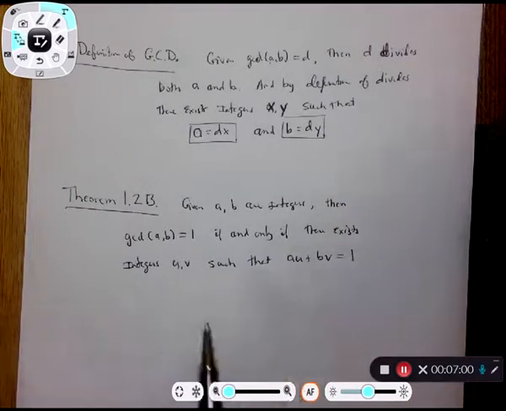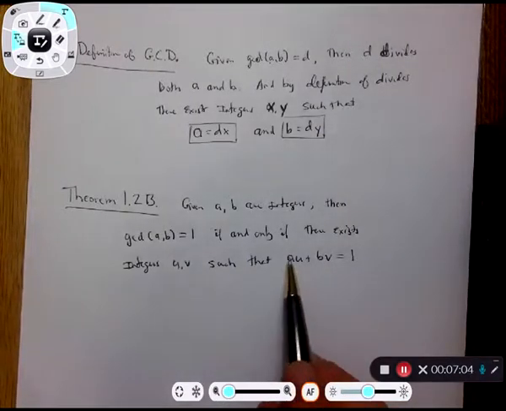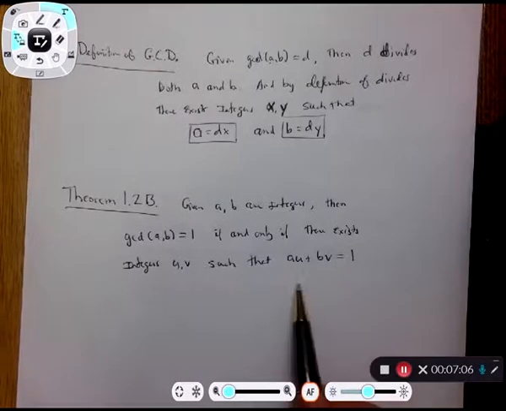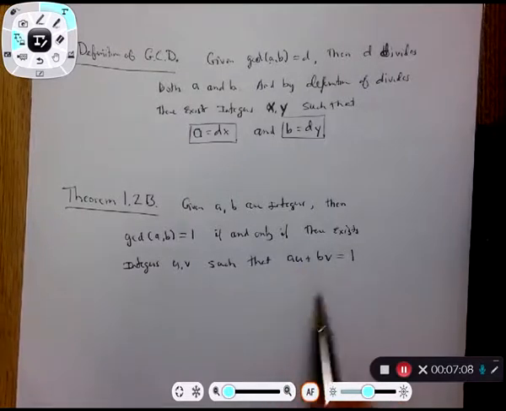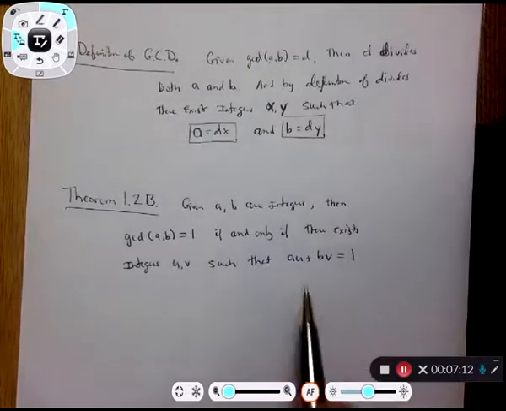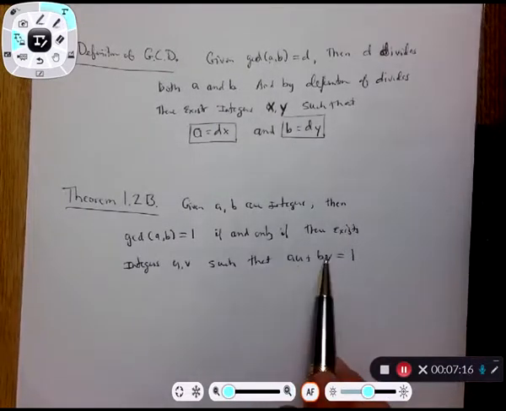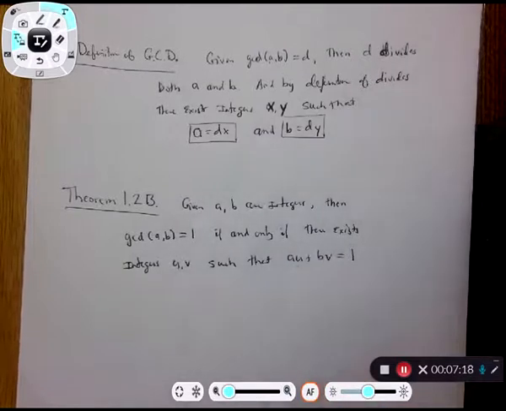I can also tell you from this equation that the GCD of A and B is 1, the GCD of A and V equals 1, the GCD of U and B equals 1, and the GCD of U and V is equal to 1. One integer from this term and one integer from this term would have a GCD of 1, and it's because 1 is the smallest positive integer.